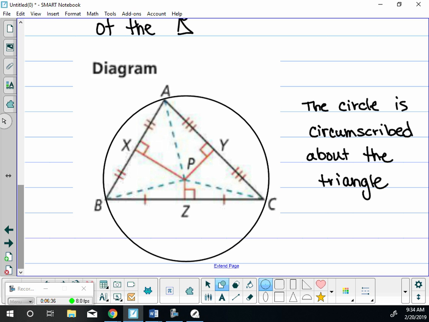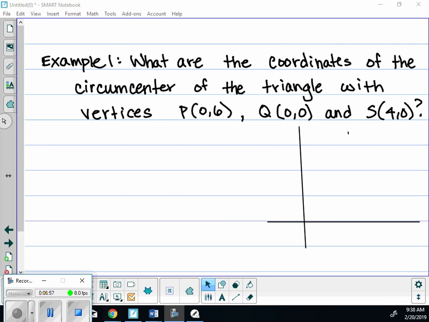Another point that we're going to look at is one where we can draw a circle inside the triangle and touch each of the sides, which is going to be inscribed because it's inside. So circumscribed is outside, inscribed is inside. So we're looking for the circumcenter of a triangle.